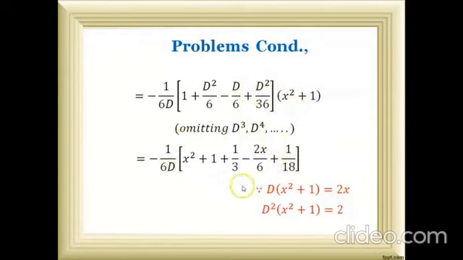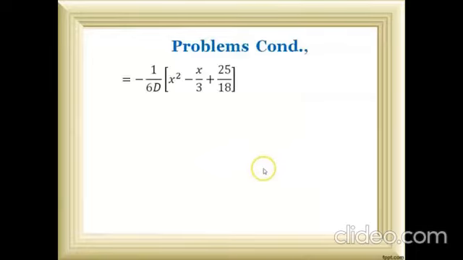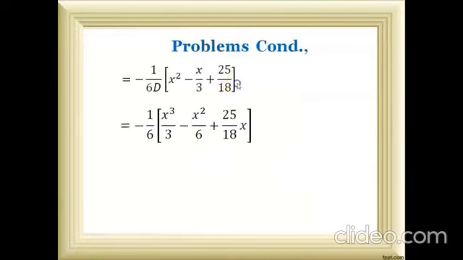After simplifying this whole thing, the next step becomes x square minus here 2 by 6 becomes 1 by 3. So therefore, minus x by 3. So 1 plus 1 by 3 plus 1 by 18 simplification values 25 by 18. So finally, we need to eliminate this 1 by D also. In the final answer, we may have only the constant and x alone. We need to eliminate all the D here.